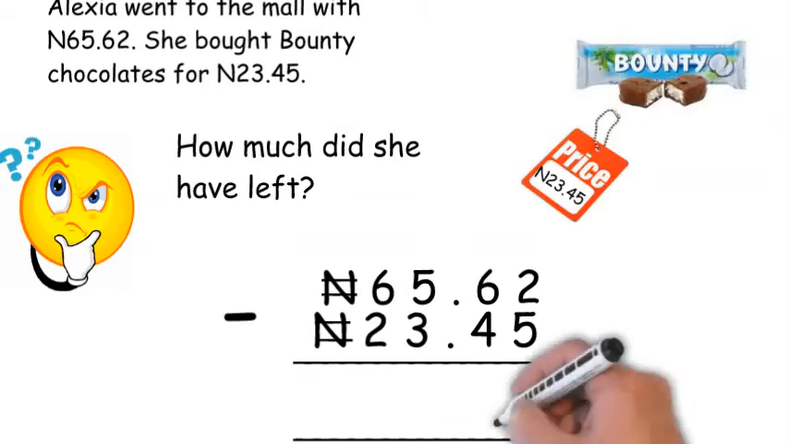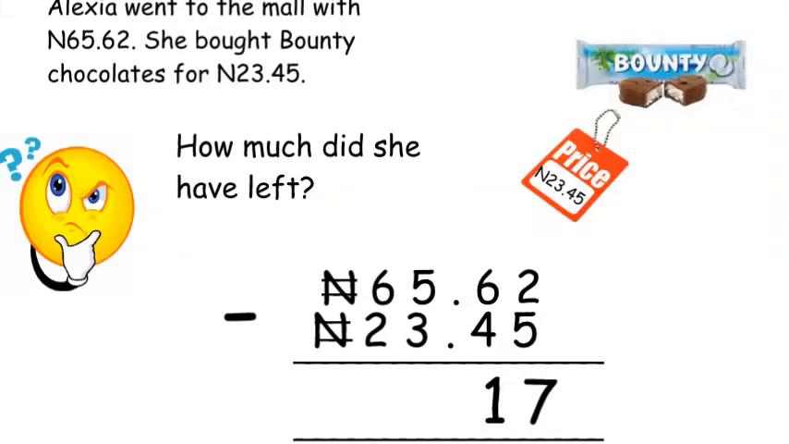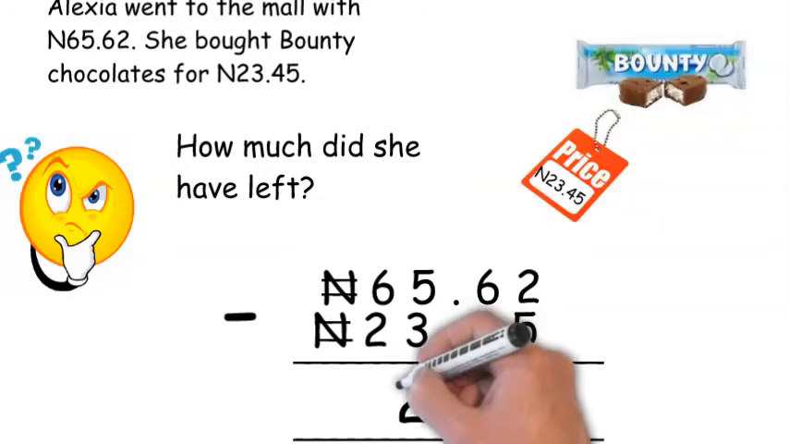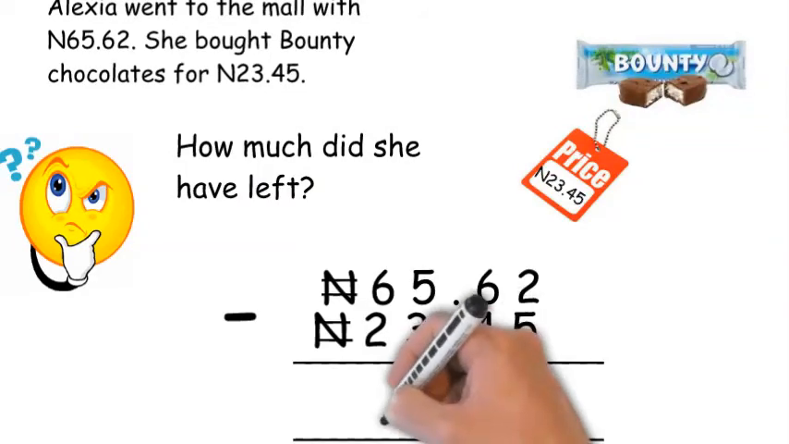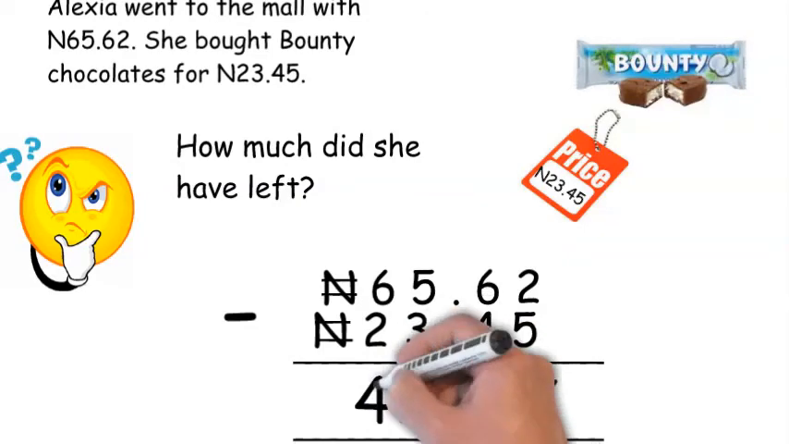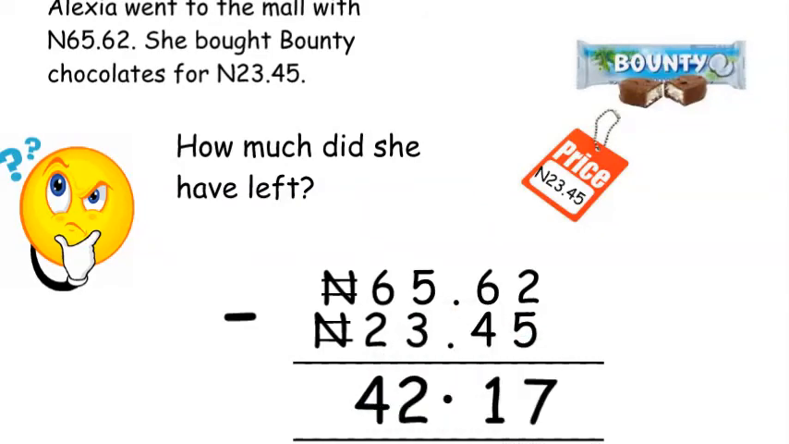5 take away 4 is 1. Your point, you must put it. 5 take away 3, you have 2. And 6 take away 2, you have 4. So you also pull down your Naira sign and make sure you don't forget that.